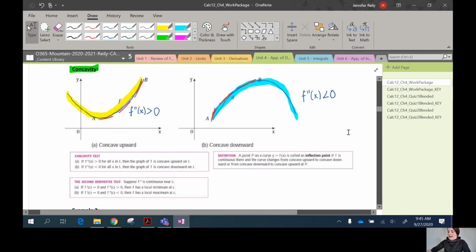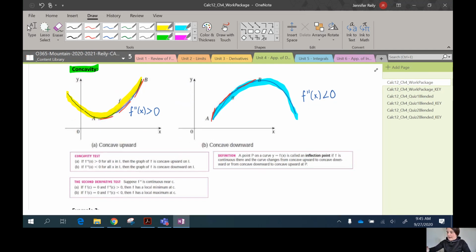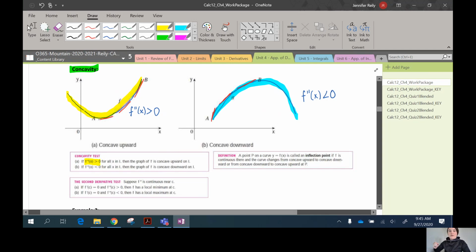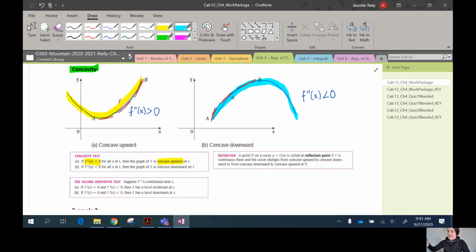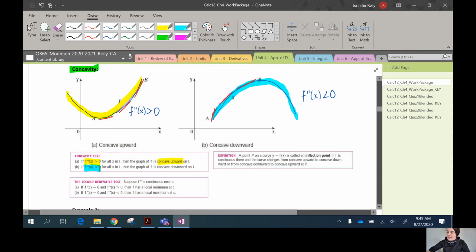So that's what this says in the box here. Wherever you have a positive second derivative, the graph is concave up. You can think of positive as a happy face. That's how I remember it. If the second derivative is negative, you have a sad face shape, concave downward.